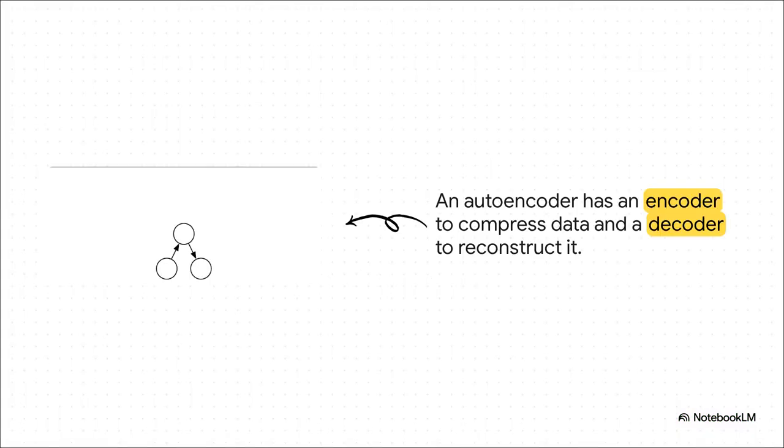So what you're seeing here is the whole blueprint. On one side, you have the encoder. Its only job is to take a big, high-dimensional input, like a full image, and squash it down into a much smaller, denser representation. We call this the code. Then, on the other side, you've got the decoder, which does the exact opposite. It takes that tiny, compressed code and tries its best to rebuild the original image from it.